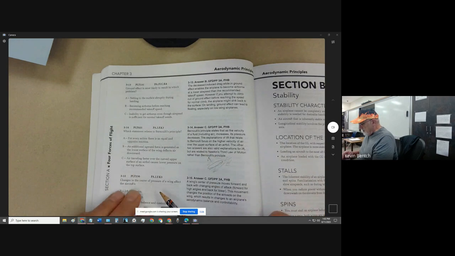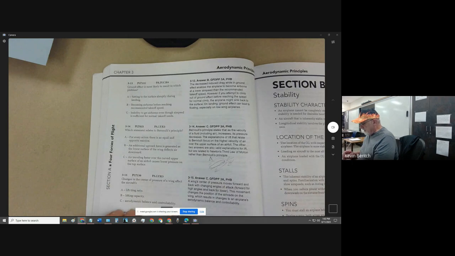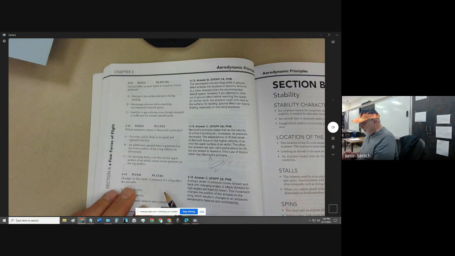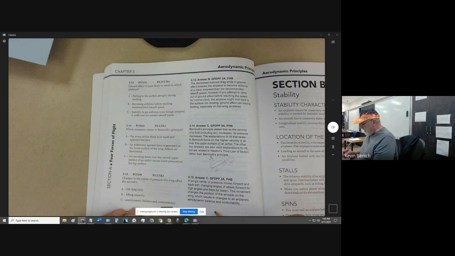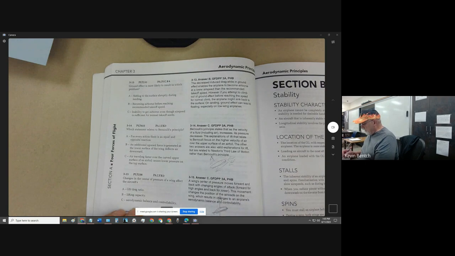Okay, number 3-15, changes in the center of pressure of a wing affect an aircraft's aerodynamic balance and controllability. So the center of pressure of a wing. There's your wing. I tried to draw it flat here, more of an airfoil type thing. So you want the aerodynamic balance. Say that's the center of lift. I think the balance is supposed to be just a little behind that. I don't remember exactly. We're going to cover that in a minute.